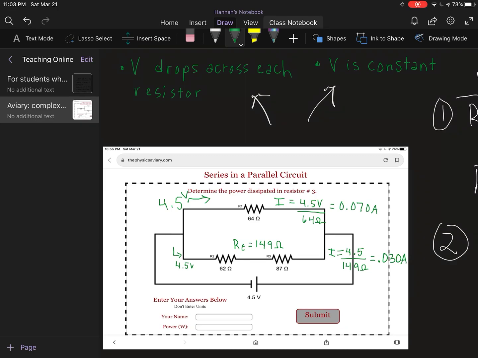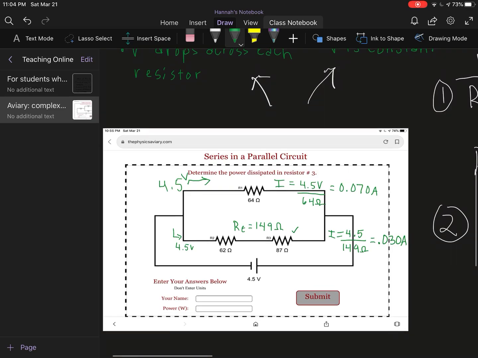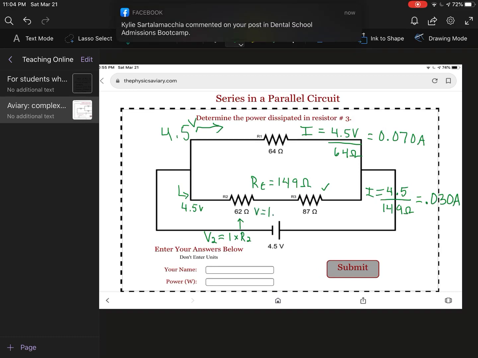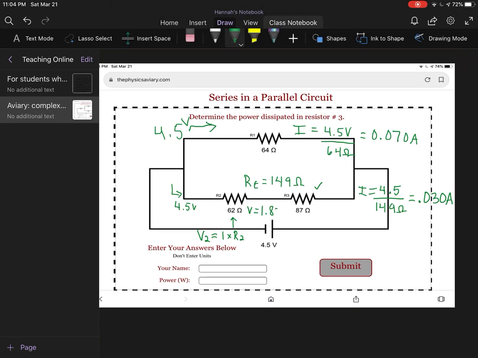Okay, so we just solved for the current that we're going to use for resistor 3, but there is a voltage drop across those resistors. So we need to figure out how much voltage is lost at resistor 2, and then that subtracted from 4.5 is what we're going to use to calculate power with, okay? So to calculate the voltage drop across resistor 2, we're going to do our current times R2, which is 62. And so I'm going to do 0.03 times 62. And the voltage drop here is 1.87. Okay.